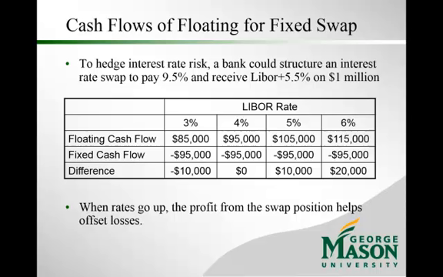So in this case, here's an example. To hedge interest rate risk, a bank could structure an interest rate swap and pay 9.5% and receive LIBOR of 5.5% on $1 million, which is what we just talked about. So if the LIBOR rate goes up, then the floating cash flow, which is LIBOR plus 5.5%, shows your floating cash flow at 3% is $85,000. So in that case, the fixed cash flow is $95,000. So you're better off at the variable rate.